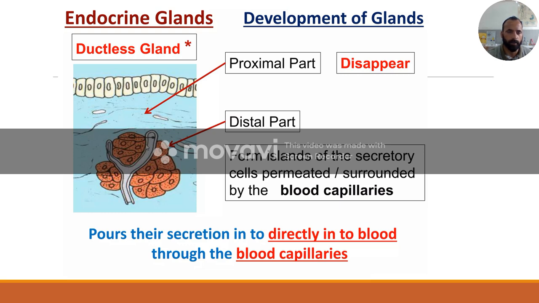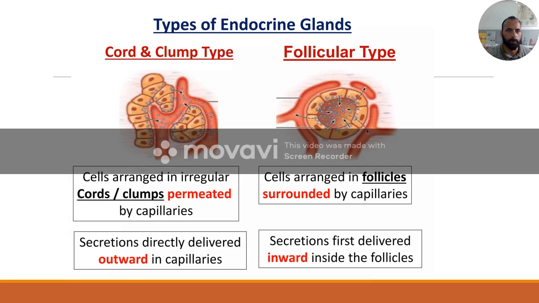The nature of the endocrine glands is that they are richly supplied with blood vessels. So the moment the distal part of the gland gets separated, it will be supplied by blood vessels or blood capillaries, and they will lay their secretions directly into the blood.